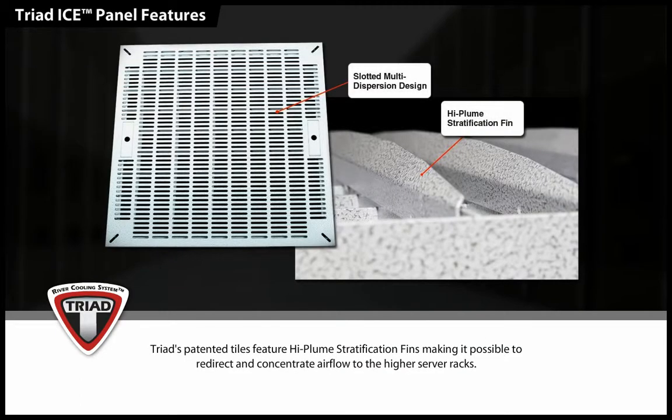The secret to reducing AUE in your data center is the patented engineering of Triad's high-plume stratification fin and multi-dispersion slotted pattern. In addition to significantly reducing cooling costs, Triad ICE airflow panels can quickly replace existing data center floor tiles. They fit any imperial or metric raised floor system, provide 1,500 to 5,000 pounds of load capacity, and are easy to install with convenient handles. Considering reduced cooling expenses and painless installation, Triad ICE airflow panels are an easy decision.